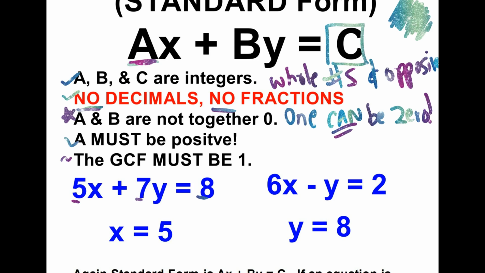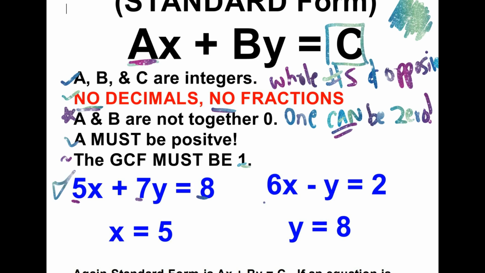Let's review greatest common factor. Factors are numbers that divide into. So we're saying that the highest number that divides into 5, 7, and 8 is 1. That's the greatest number they have in common that can be divided into all of them evenly. All right, so that's standard form. Yay, standard form.